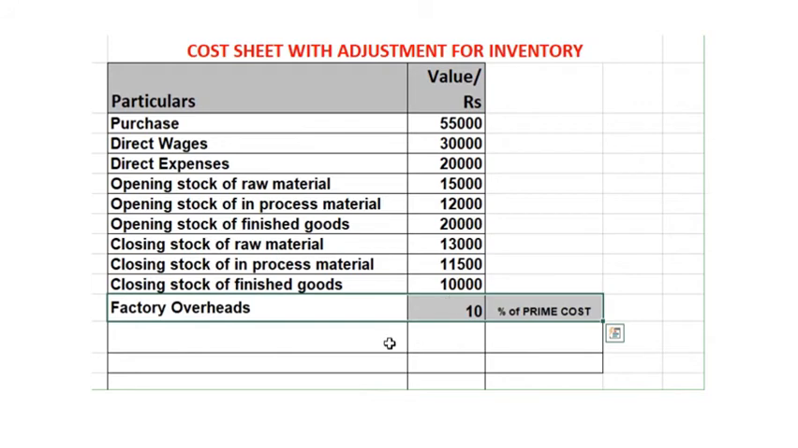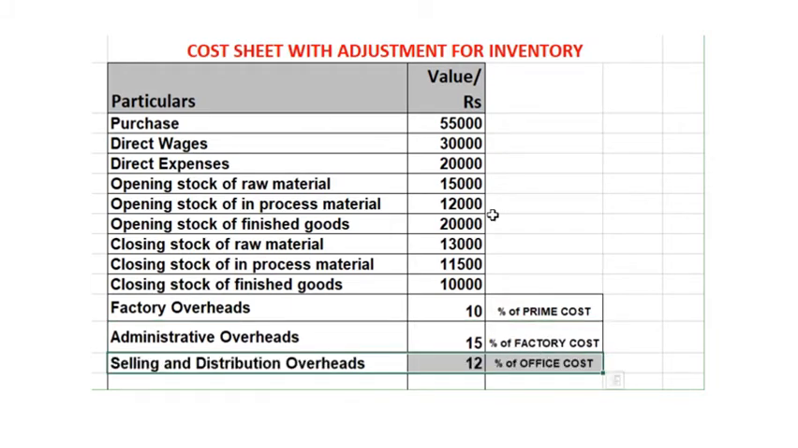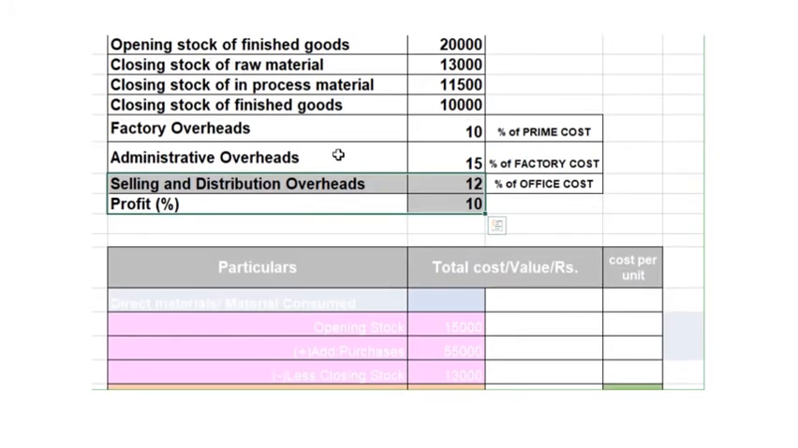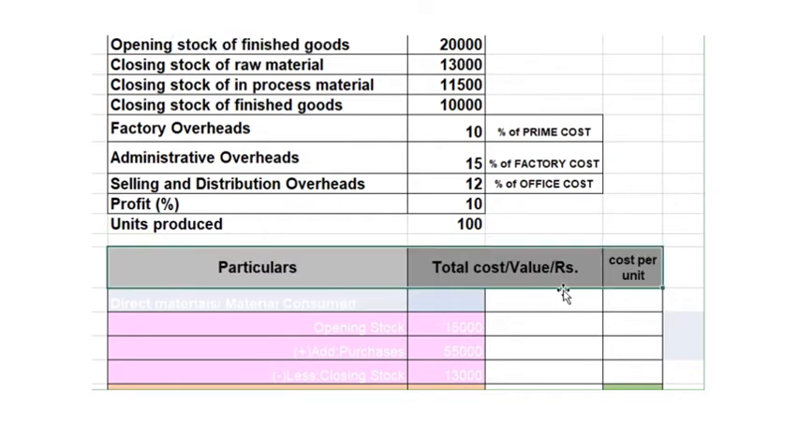factory overheads 10% of prime cost, administrative overheads 15% of factory cost, selling and distribution overheads are 12% of office cost, profit 10%, and the units produced during this period is 100. So let us now prepare the cost sheet. So particulars, cost value, and the cost per unit.